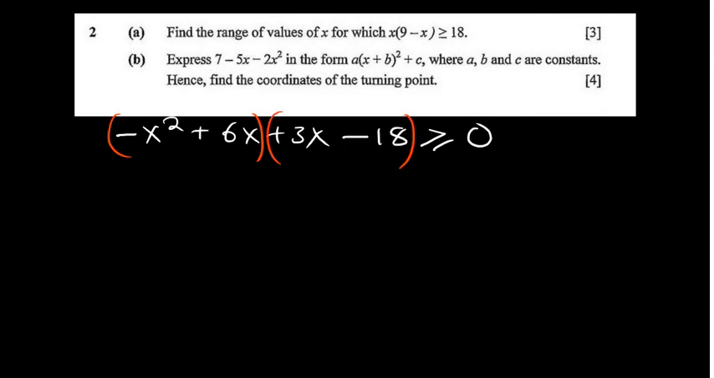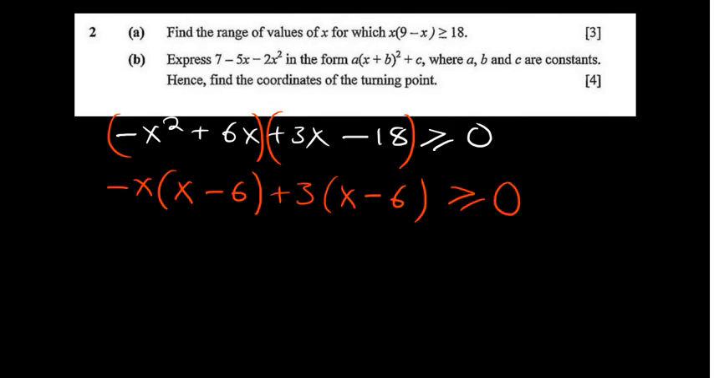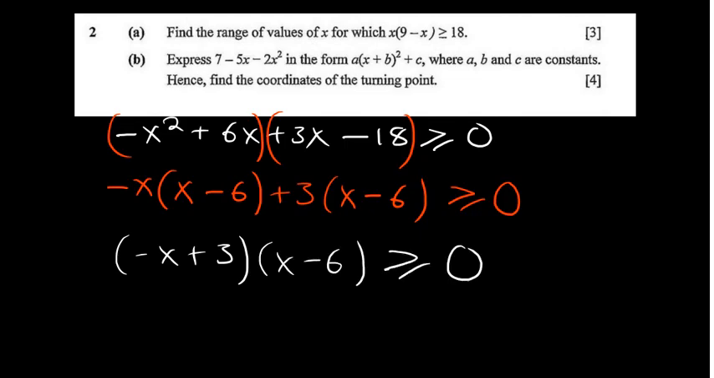For the first one, I'll factor out negative x and remain with x minus 6, and for the other part we can factor out a 3, which gives us x minus 6. What is in the brackets should always match. The basic idea is that if you multiply this with whatever is inside, it takes you back to the previous step. That's the point of factorization. So we can now group this with that. That would be negative x plus 3, and then one bracket, x minus 6. At this point we've factorized our inequality.